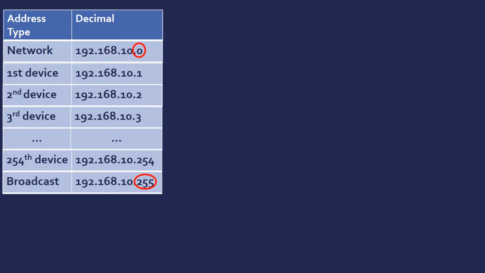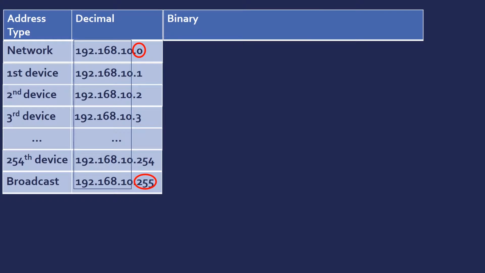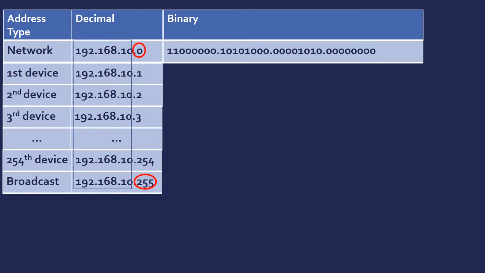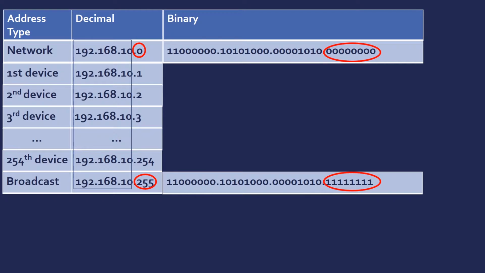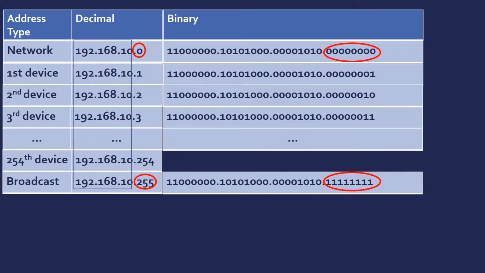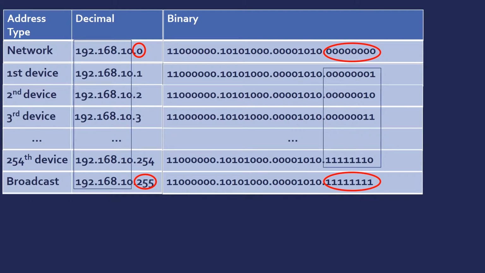Note the network portion stays the same for all addresses. The host portion can vary. The addresses can also be represented in binary. All zeros in the host portion is the network address. All ones in the host portion is the broadcast address. When there's a mixture of ones and zeros in the host portion, the address can be allocated to a device on the network.